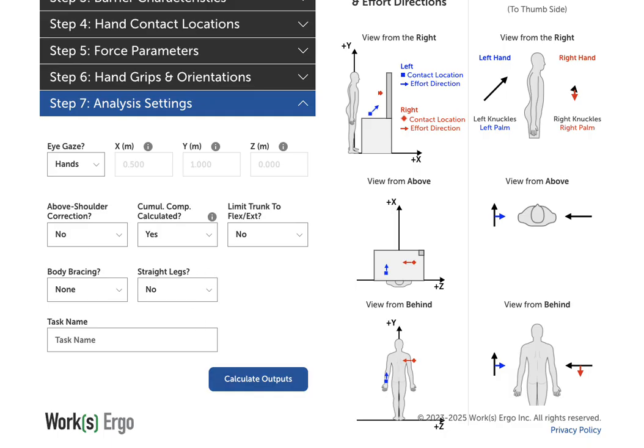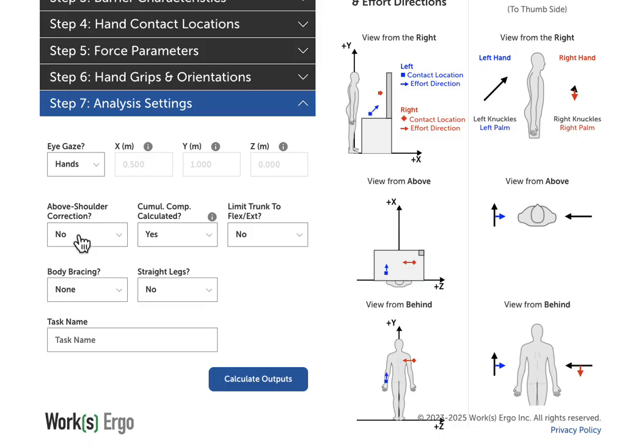Now, the final thing here is a few other analysis settings. We want to know where the person is looking. So they could be looking straight ahead along the horizon. They could be looking at the midpoint between the hands. You could pick a spot out in the distance that they're looking at, or the neck could just be in the neutral position. But we'll have them looking at the hands in this case.